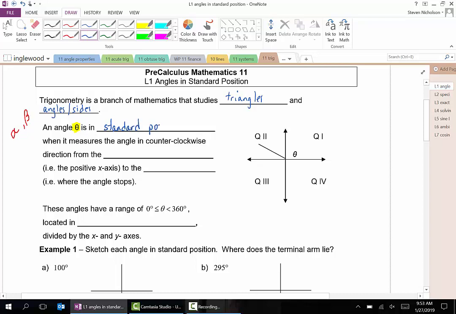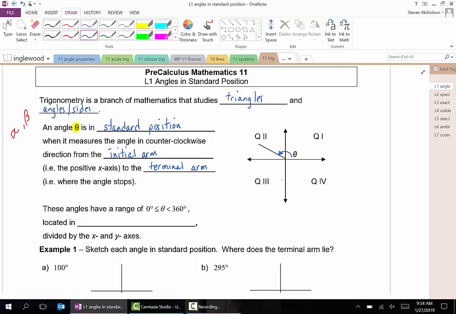It is in standard position when it's measured counterclockwise direction from the initial arm to the terminal arm. So initial is start, terminal is finish. And our initial arm is always going to be the x-axis. So I'm going to arc out theta. Here in this example over here, this is our angle. And obviously that's greater than 90 degrees.